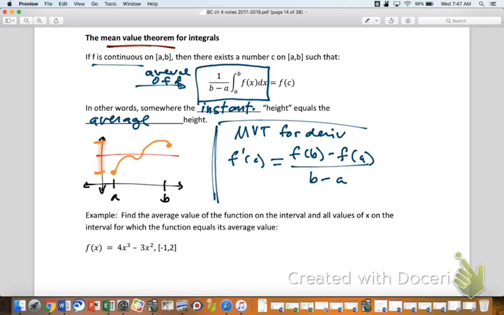Yeah? Do you see the similarities? Wonder if it could be manipulated into being the same. Any ideas? Take the derivative. Take the derivative of what? Oh, you want to be over.